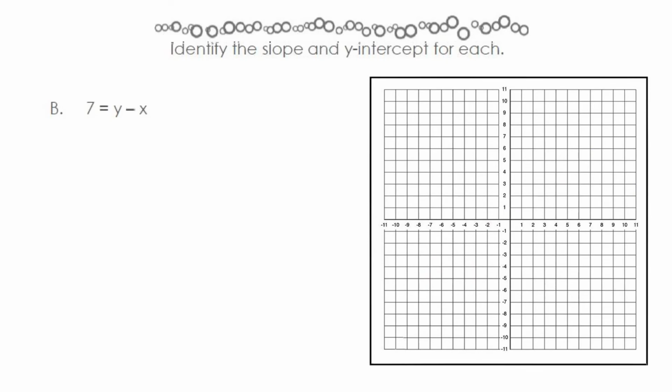Here's another example where you have 7 is equal to y minus x. Well, I need to add x to both sides. So then I am left with 7 plus x is equal to y. Or another way of writing that is y is equal to x plus 7. So my y-intercept is at 7. And my slope is just 1. There's no number in front of the x, it's just 1.